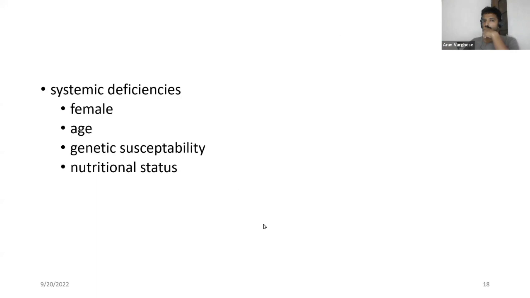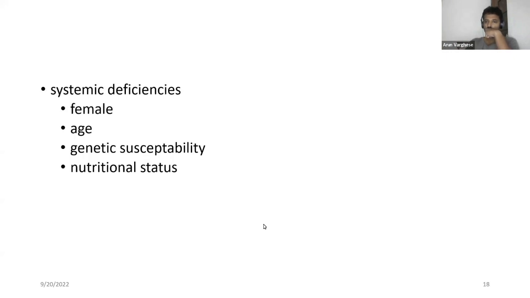And systemic factors: by no means do I say that females are deficient, but the female sex is more vulnerable to develop OA. And the second one we cannot stop: nobody can stop the aging process. And the third one is not in our hands: genetic susceptibility. If we have family members suffering from it, we tend to develop it.